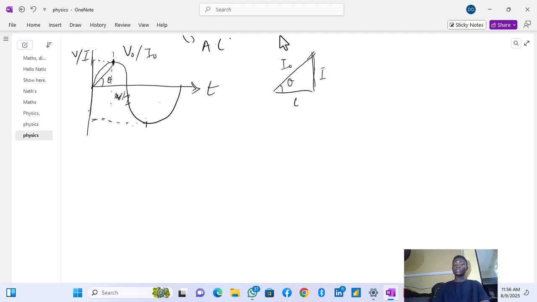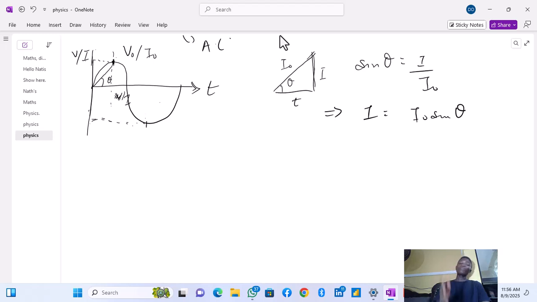Okay, and then this is T. So this makes sense. I can look at it for the relationship between I and I naught. Okay, how will I do that? It's very simple. I think I'll use sine theta equals opposite over hypotenuse. So that will be I over I naught. So this will imply that I equals I naught sine theta. Okay, so this makes sense.